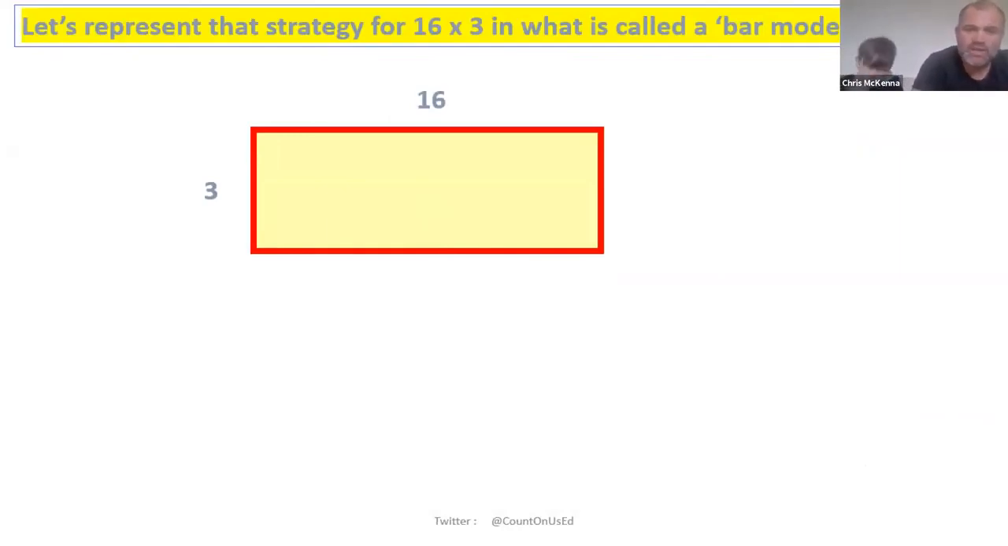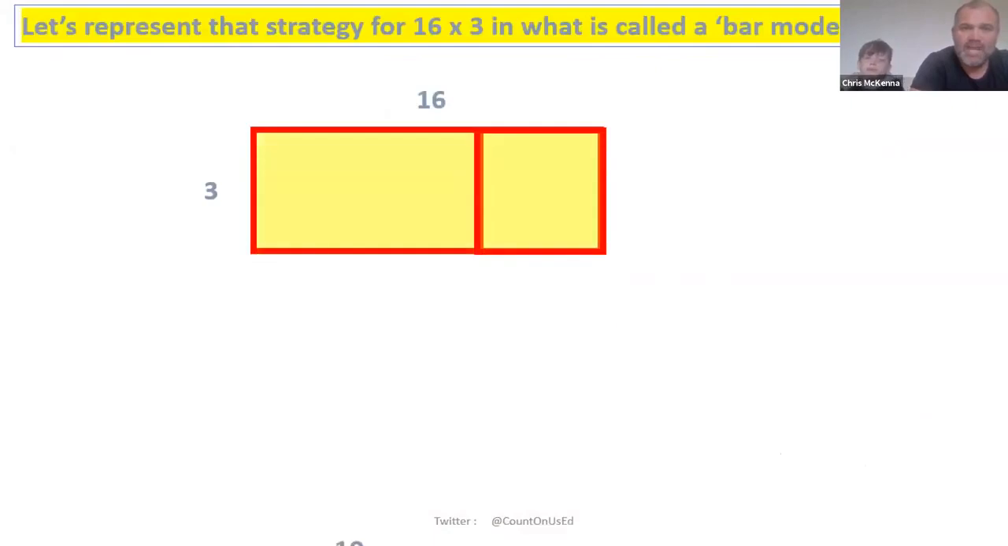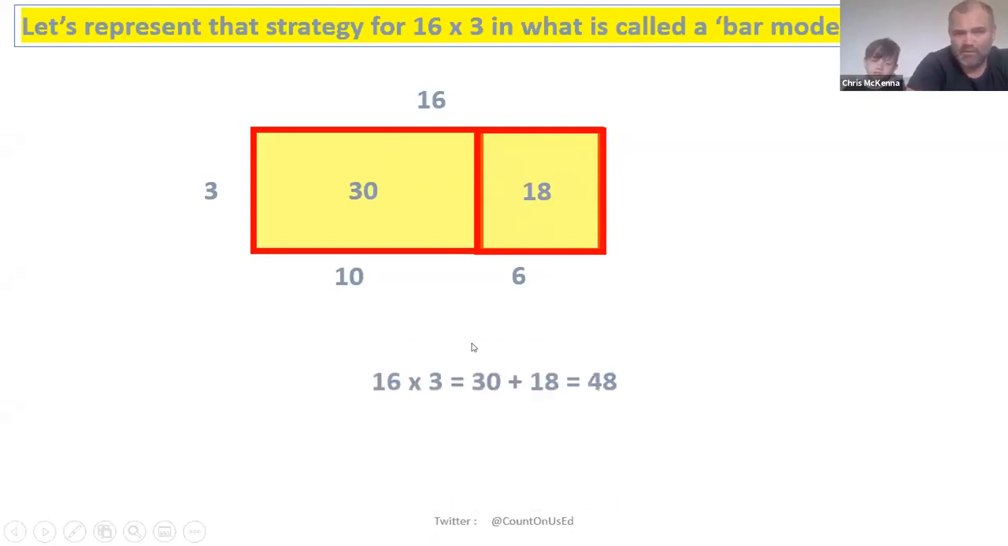What did I do to that 16? Well, we split it up into 10 threes and 6 threes. So I'm going to do the same over here. Split that up into 10 and 6. In this bit here, we're going to write the answer to 10 times 3. How many dots were in the 10 times 3 bit? There was 30. How many dots were in the 6 times 3 bit, Austin? 18. To get the answer to 16 times 3, what do I do? Add 30 and 18 together. To get? 48. 48, good.